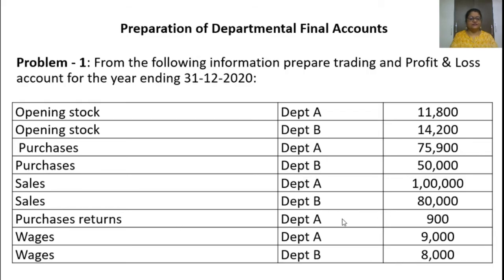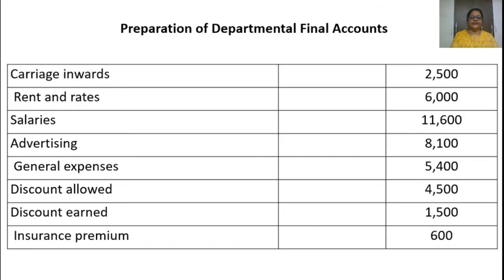Purchases return is only for Department A, 900, so 75,900 minus 900 gives 75,000 as net purchases. Wages: Department A 9,000, B 8,000. So these are individual items which are given. Now you see these are the common expenses and incomes.